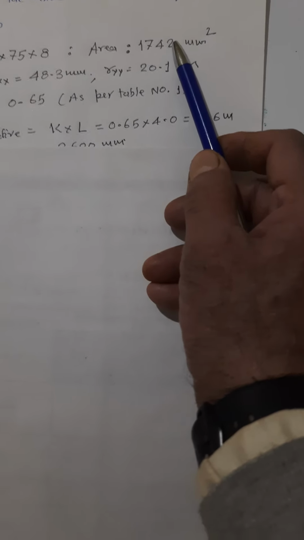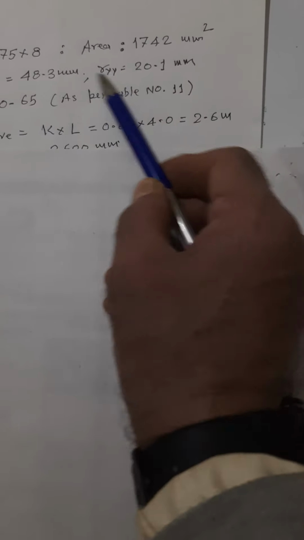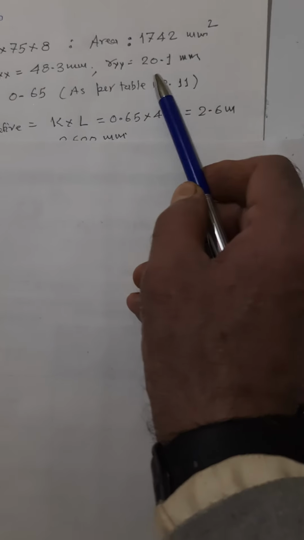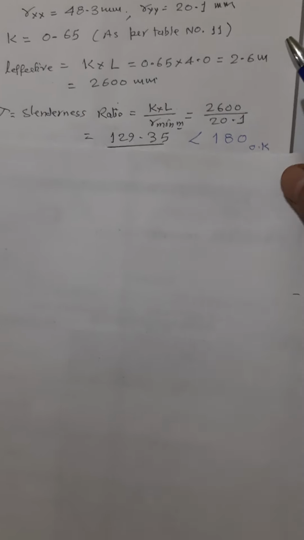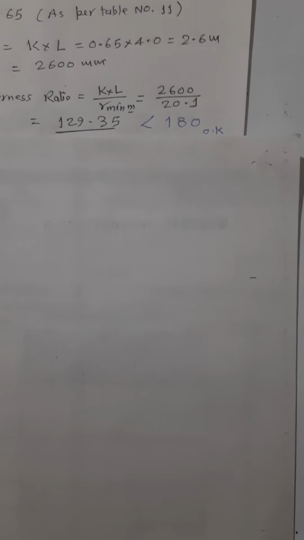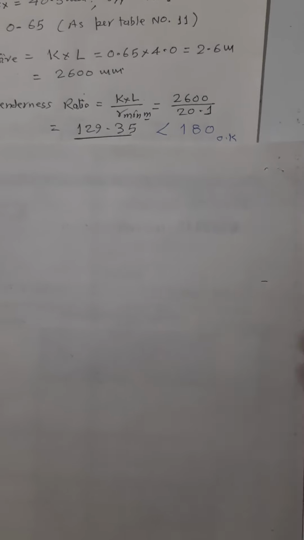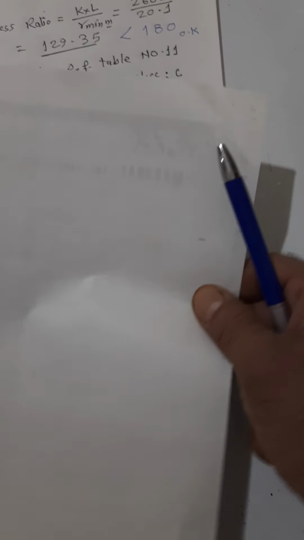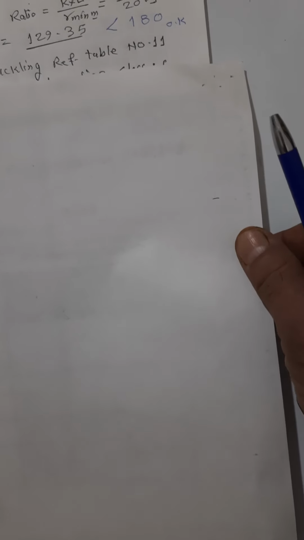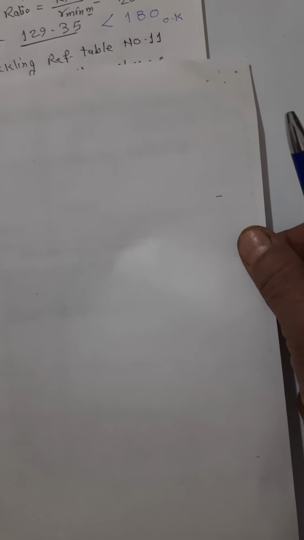Now we have to find out the LE upon R minimum, that is 2600 divided by 20.1 will give the value of lambda. It comes out to be 129.35, and you have to see under any circumstances it should not exceed 180. Now once we know the value of slenderness ratio, lambda comes out to 129.35, then for class of buckling refer table number 11.